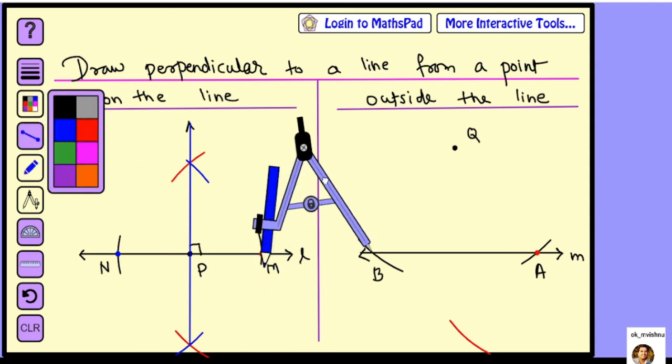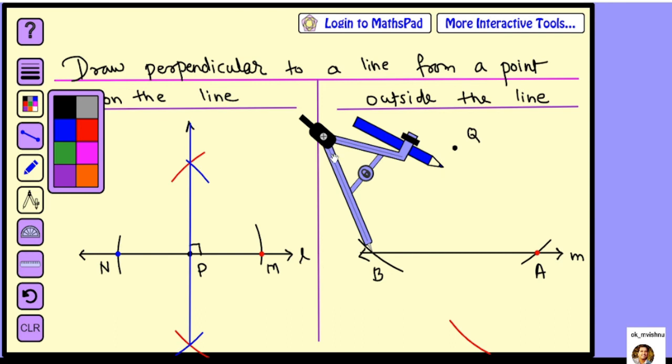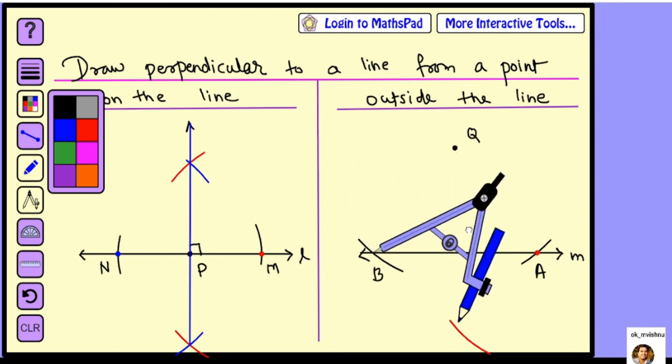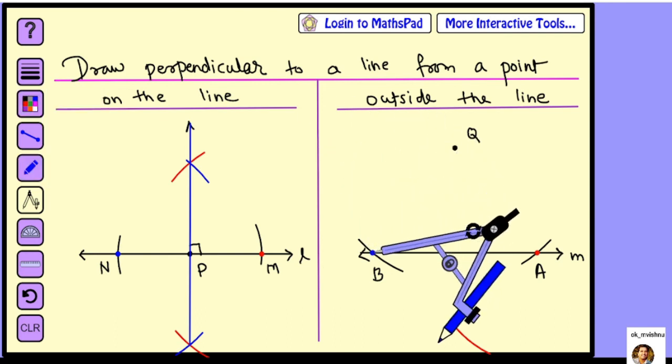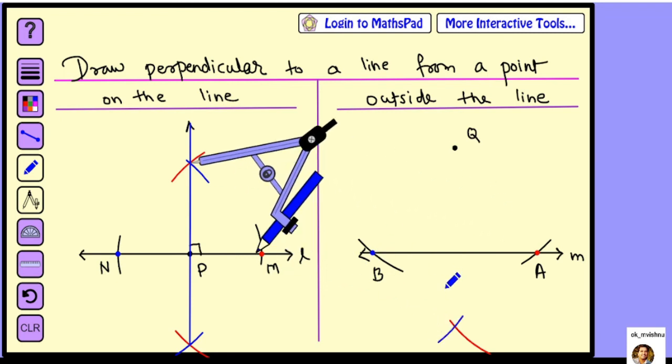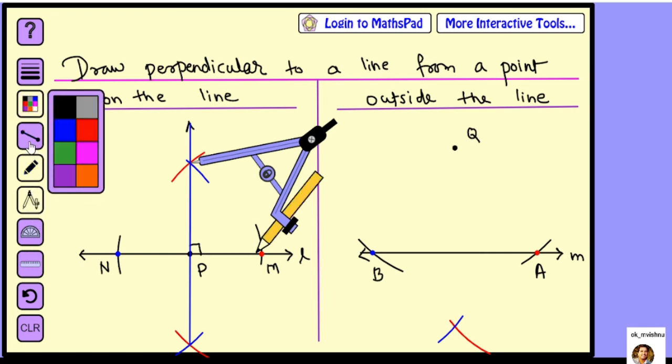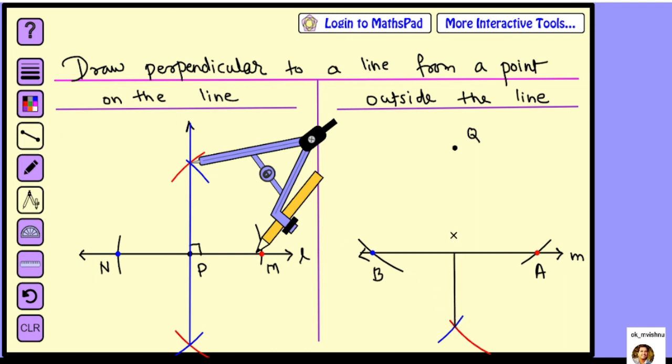Make it blue. So that arc will be intersecting the red one. So here we got the point of intersection. So now the only thing you have to do is join these points of intersection. That's it, done. So this is your perpendicular line.